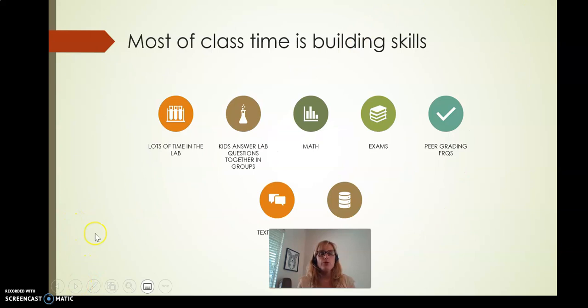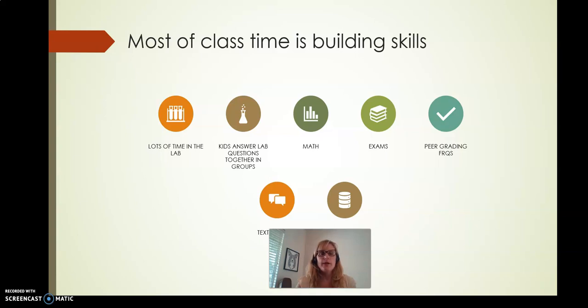Okay, and then most of my class time is on building skills. So we spend a lot of time in lab because we can. The kids answer lab questions in groups. So I talk to the kids when I tell them that I flip, but that does not mean you have more homework. In fact, some kids say they have less homework because some kids write notes really fast, and if they do it at home, then it's a lot quicker than doing it in class.